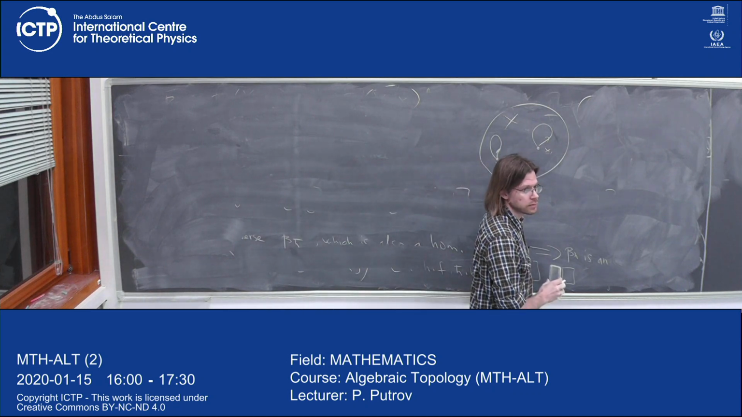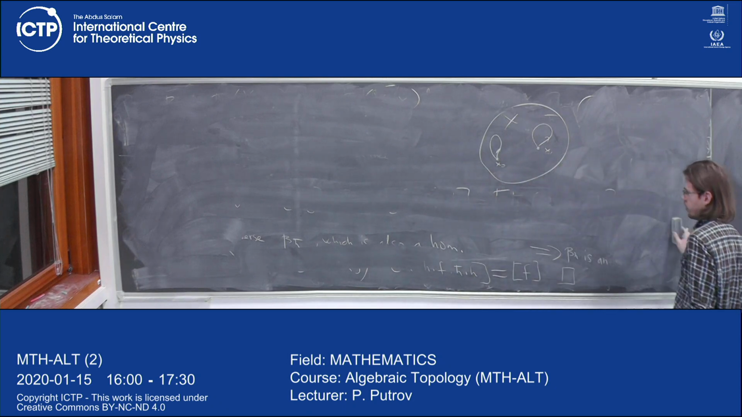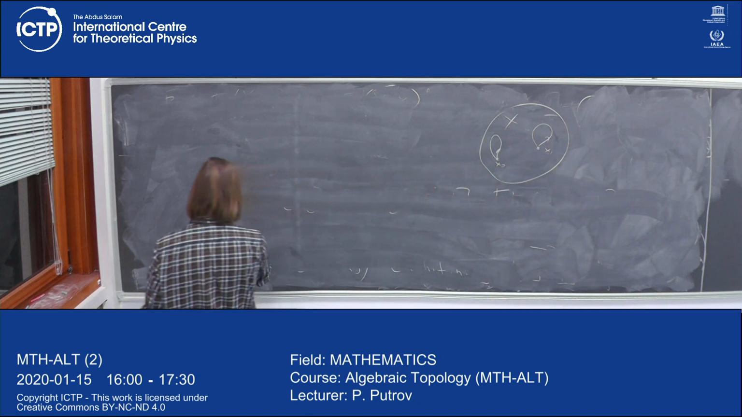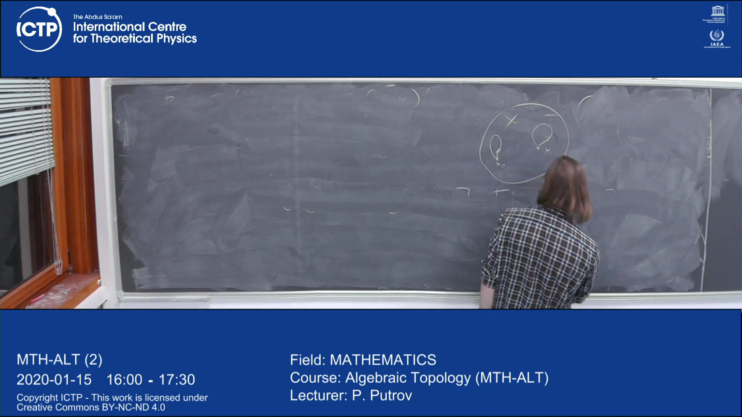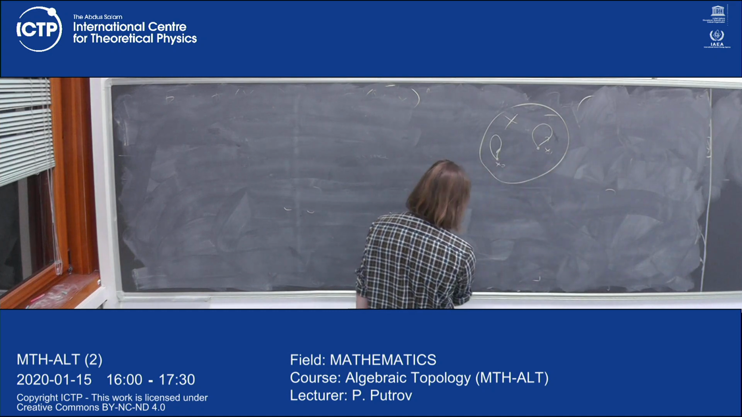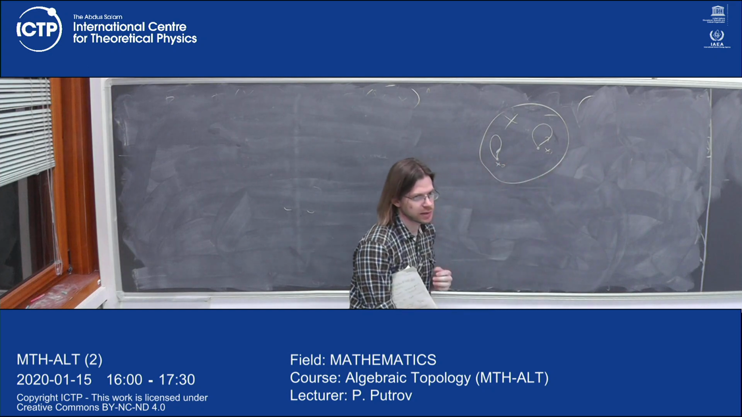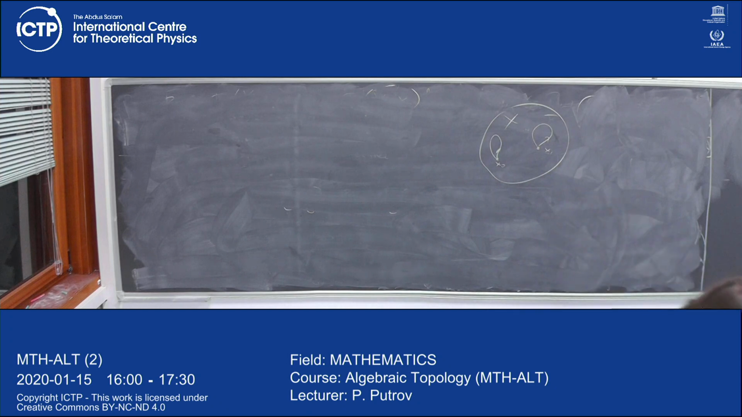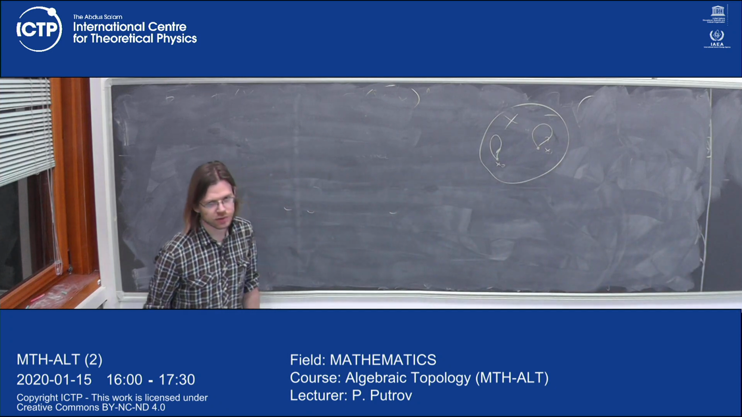What does it mean, isomorphic but not canonically? Well, you cannot give a prescription of which isomorphism. There is no distinguished choice of isomorphism. There can be different isomorphisms.